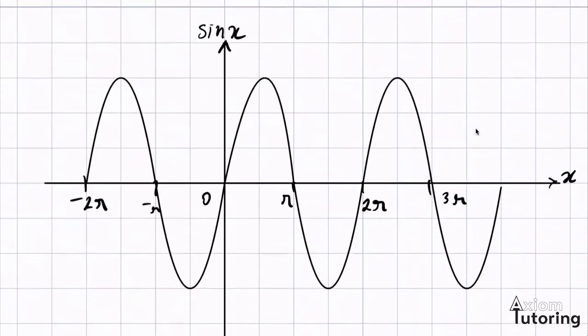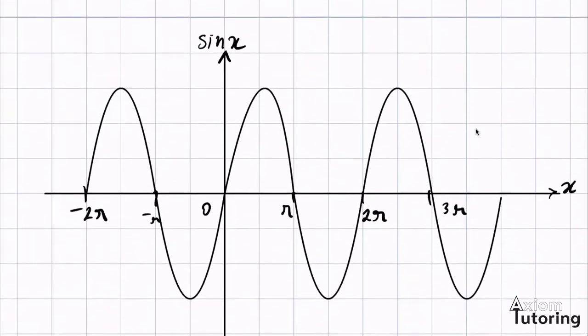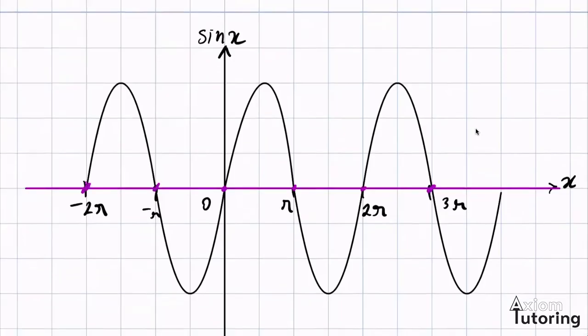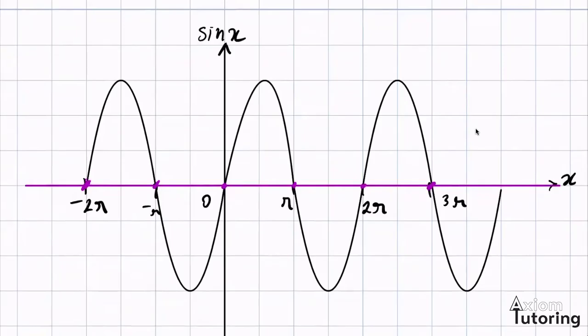So if we were to sketch our graph for sine x, as I've done here, we want all the solutions of x for sine x equal to 0. So we're going to look at the x-axis, where our sine graph intersects the x-axis, and we can see it's at 0 radians, pi, 2 pi, 3 pi, go backwards, minus pi, minus 2 pi, and so on. And there are infinitely many values of x for which sine x is 0.